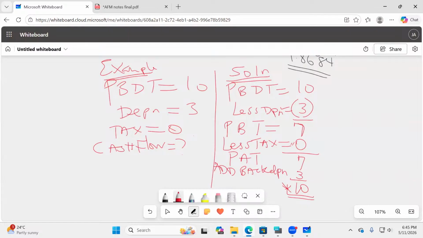So meaning that even the depreciation given there is irrelevant. Why is it irrelevant? Because tax is 0. Whenever tax is not provided, I shall not calculate depreciation. And even if it is given, it becomes what here? Irrelevant. Even if it is given, it becomes very, very irrelevant.